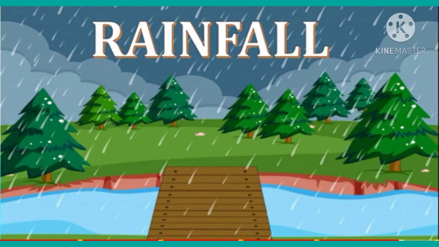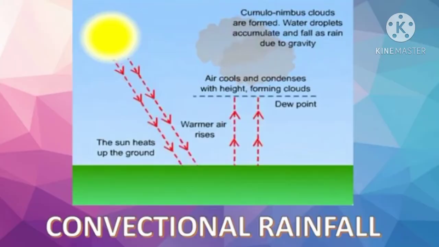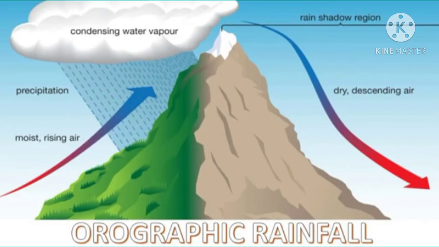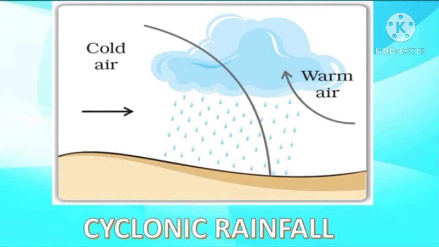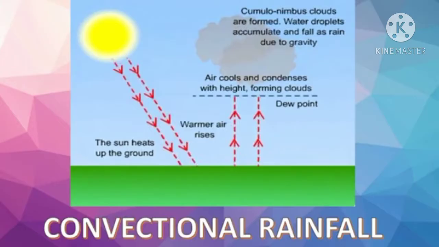Precipitation that comes down to the earth in liquid form is called rain. Most of the groundwater comes from rainwater. Plants help preserve water. On the basis of mechanism, there are three types of rainfall: the convectional rainfall, the orographic rainfall, and the cyclonic rainfall.